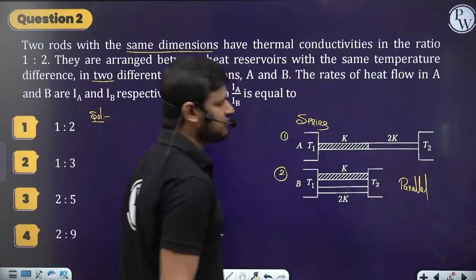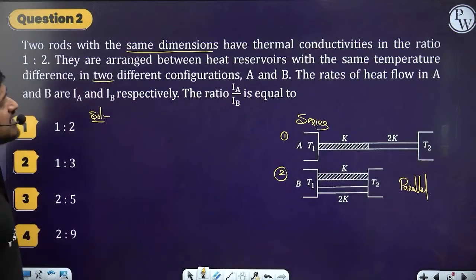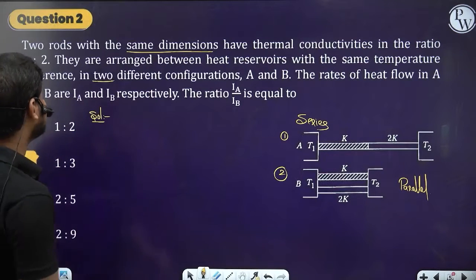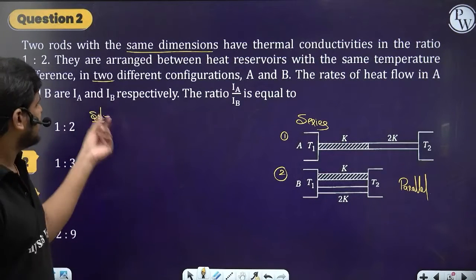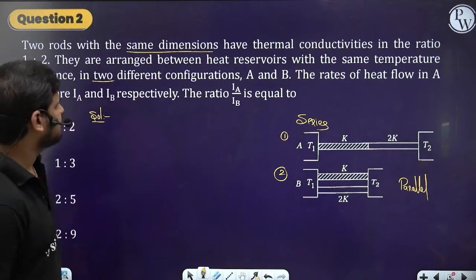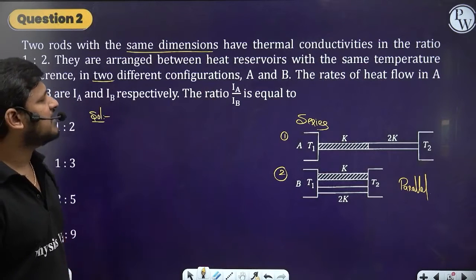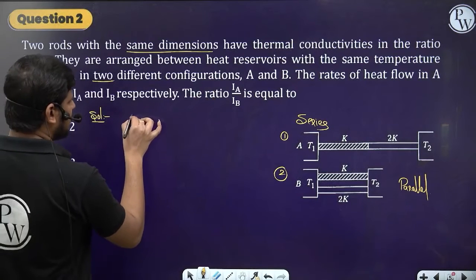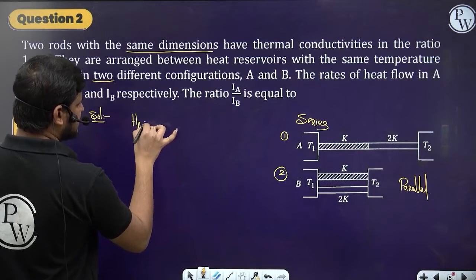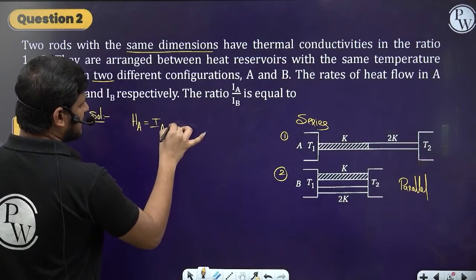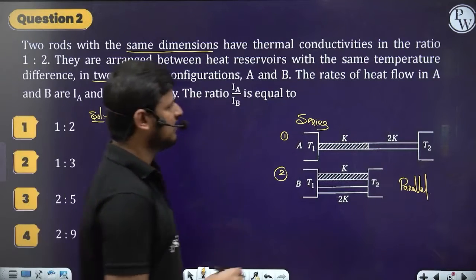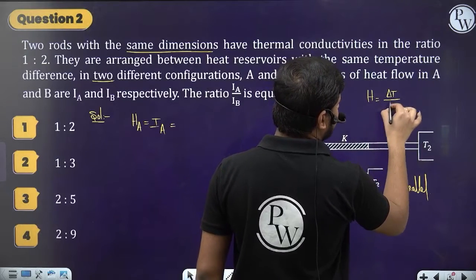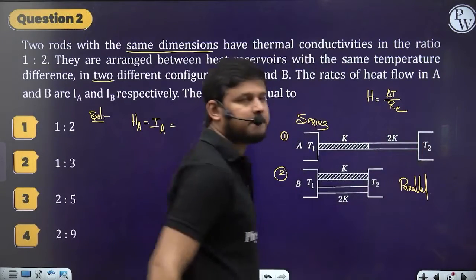Now the rates of heat flow in A and B are IA and IB. So HA is equal to IA, and HB is equal to IB. They are asking for the ratio IA by IB. First, what is the formula? What's the formula for H? H is equal to the temperature difference divided by the R equivalent.